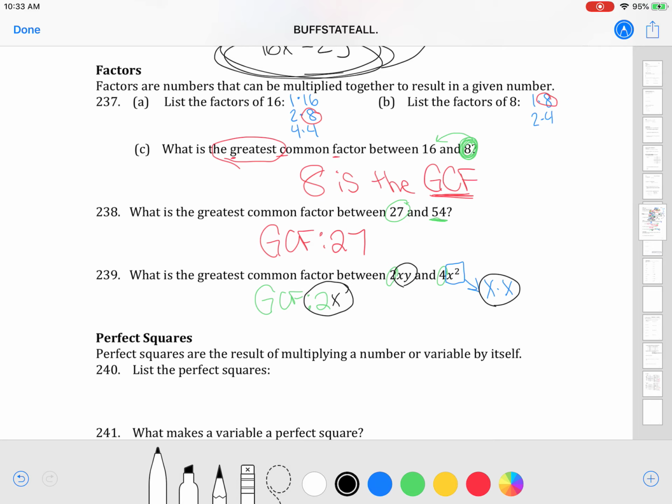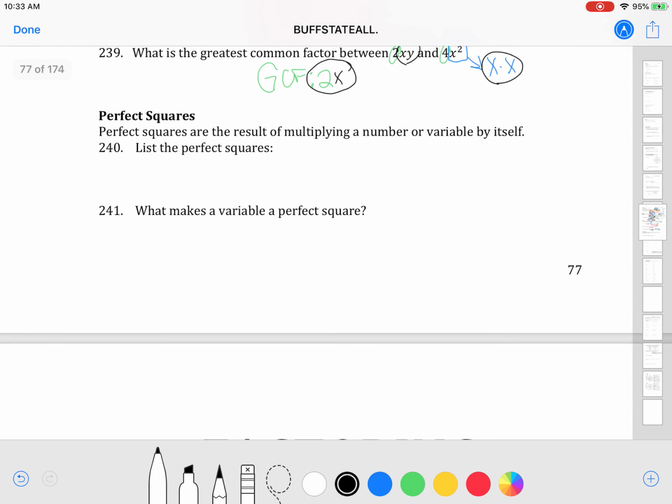That's what you need to know about GCF in order to do one of the methods of factoring we're going to be looking into. And again, we'll get more practice with it when it comes. It's just some background knowledge.